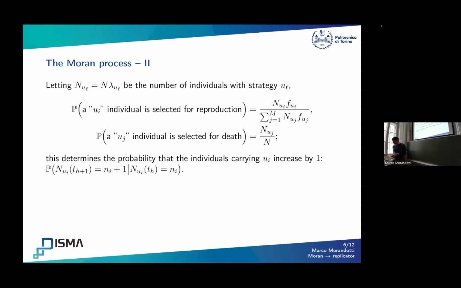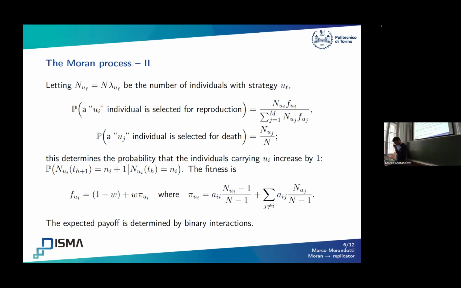Okay, and this determines, as it's written, the probability that the number of individuals carrying strategy UI increases by 1. All right, so what I'm doing is that at time th, I'm taking a picture. I see precisely n subscript I, the little n I individuals with strategy UI, and then given that state, I compute the probability that at the following time step, the number of individuals carrying UI has increased by 1. F is the fitness, which is computed in this way.